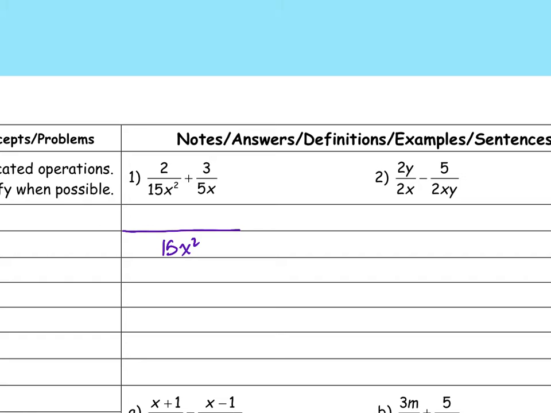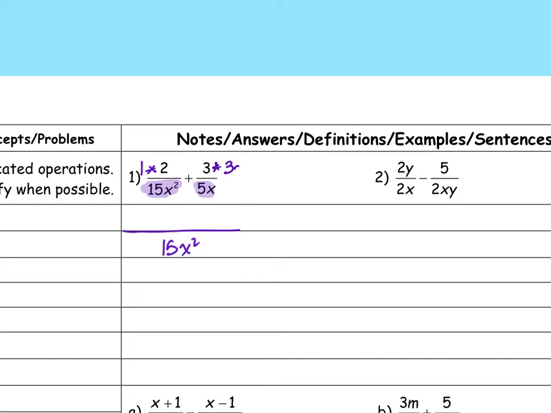So now I want to ask myself, what does this denominator need that's in my common denominator? What do I multiply that denominator by to get my common denominator? Nothing. I don't need to multiply anything, so I am going to multiply by 1, because I don't need to change it. It's just going to stay the same. And then I'm going to ask, what do I need to multiply this denominator by to get 15x squared? Well, 5 times 3 is 15, so I'm going to multiply by 3.